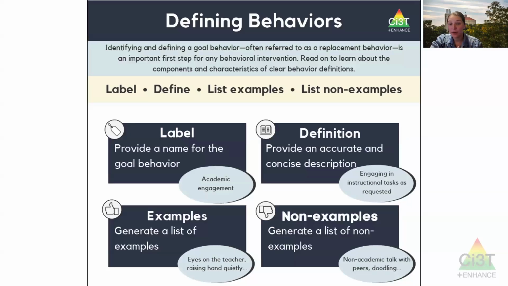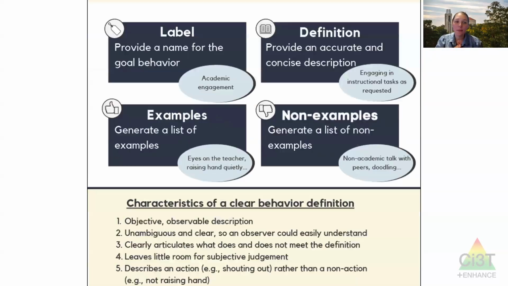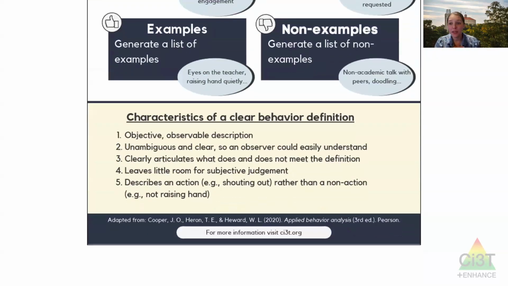It's going to have these 4 components. It's going to have a label, which is what we call it: academic engagement, tattling, calling out of seat, whatever the behavior is called. Then it has a definition, this is what it is, and then a list of examples and a list of non-examples. And this helps make sure that what we're doing is objective and observable, it's unambiguous, anyone can understand the definition and apply it. It doesn't leave a lot of room for subjectivity.